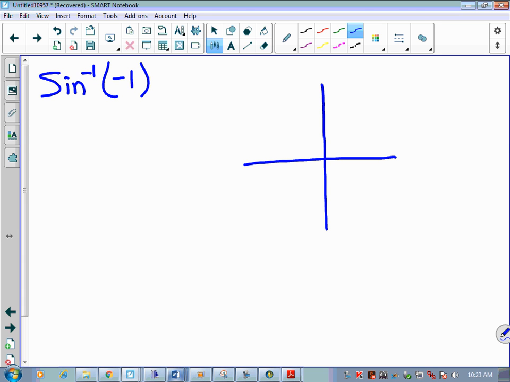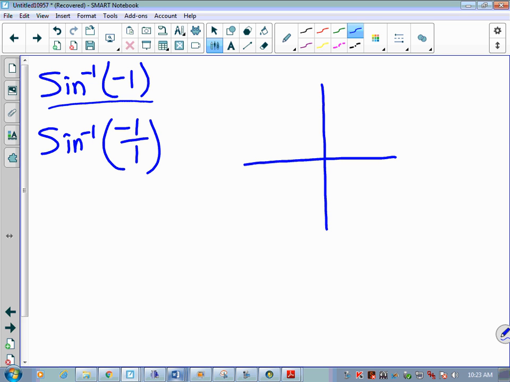Now, if we write this up as a fraction so that we get a ratio, we get negative 1 over 1, right? All right. So that means that opposite over hypotenuse, I'm going opposite negative 1 over 1. The problem is that we don't have any reference triangles that work like that.